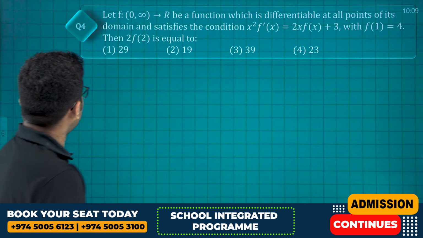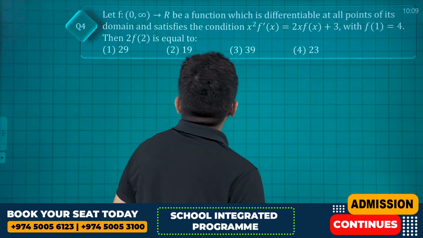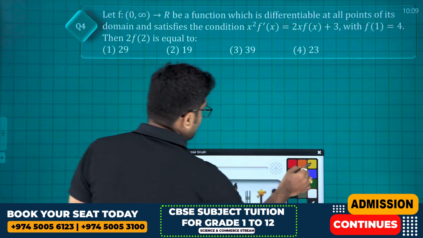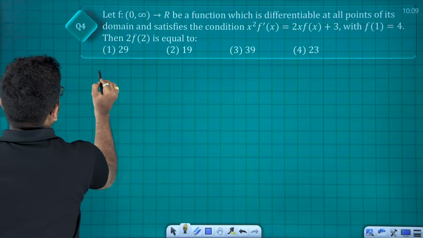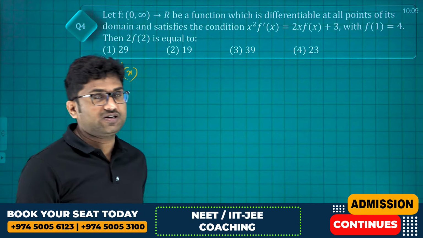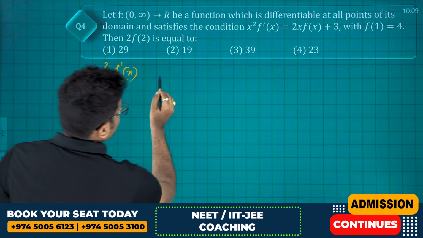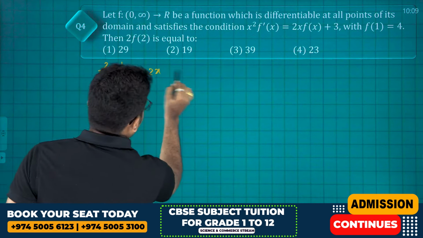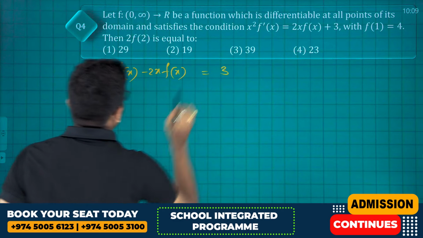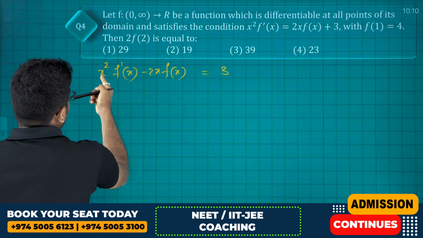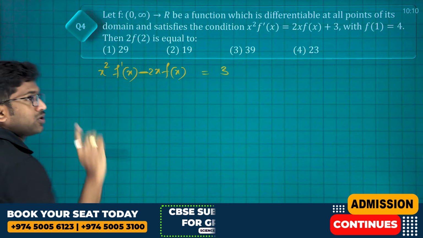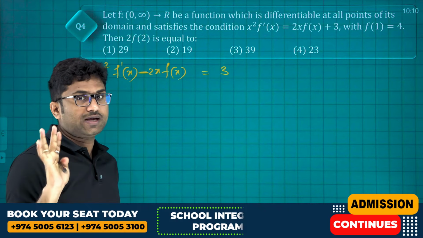Next question. f mapping from 0 to infinity to R be a function which is differentiable at all points in its domain. See this, guys. We have x square into f dash x minus 2x into f of x is equal to 3. This is like an exact differential equation. See this, friend, this is like x square into f dash x, but if it is plus here, then directly it is product rule, but minus no, so it should be like quotient rule.